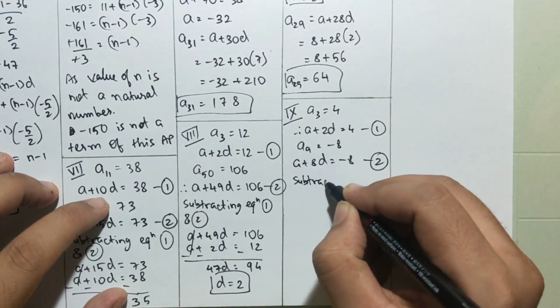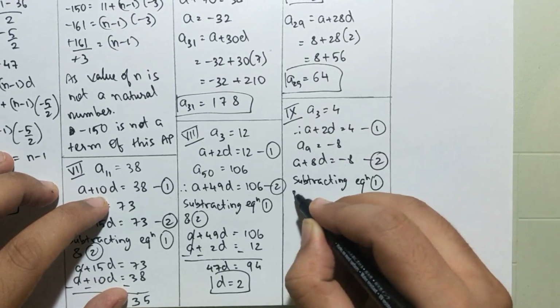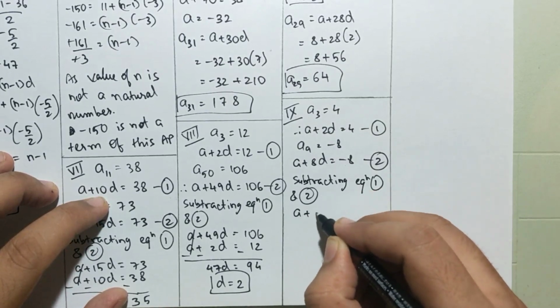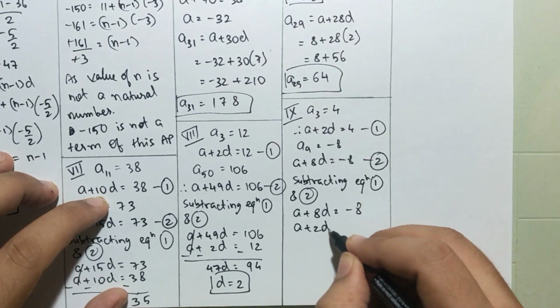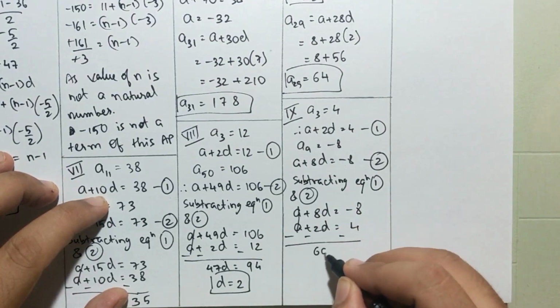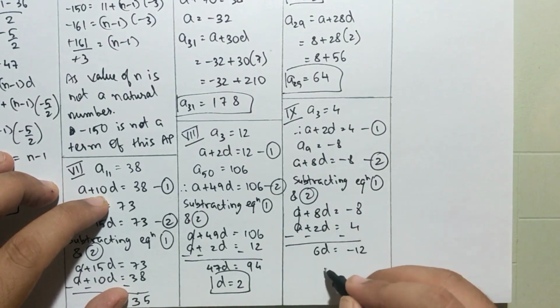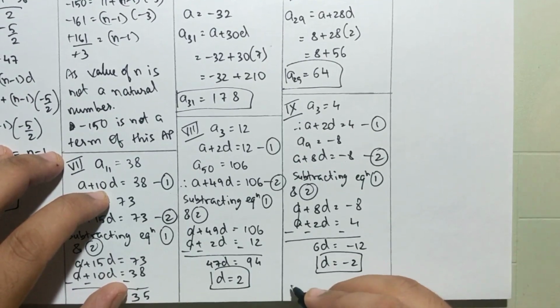Subtracting equation 1 and 2. So a plus 8d equals minus 8, a plus 2d equals 4, minus, minus, minus. This will be 6d equals minus 12. So d equals minus 2. We got d equals minus 2.